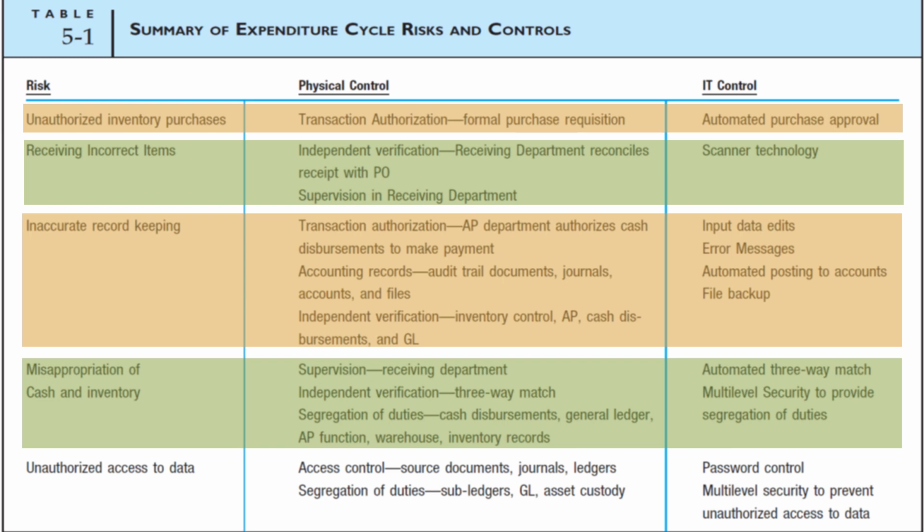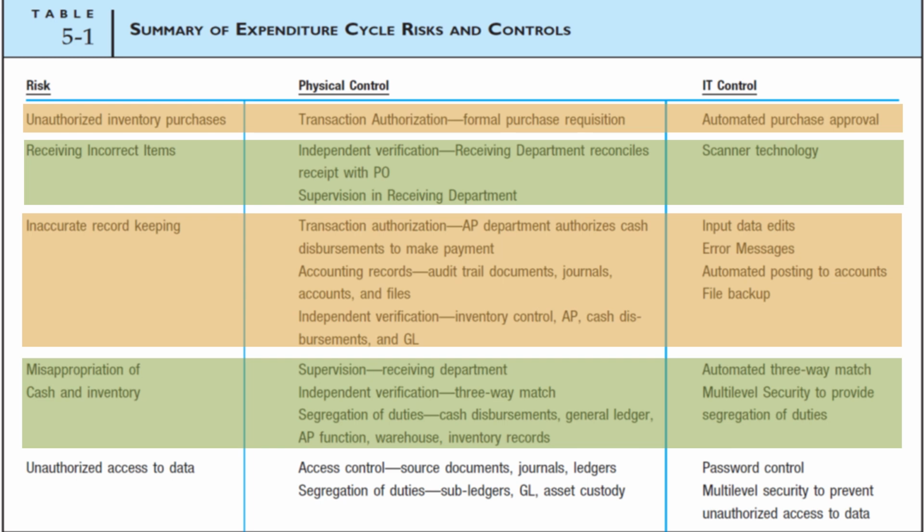First, in the receiving goods process, we match the purchase order. We also match the receiving report, and then we match the invoice from the suppliers.